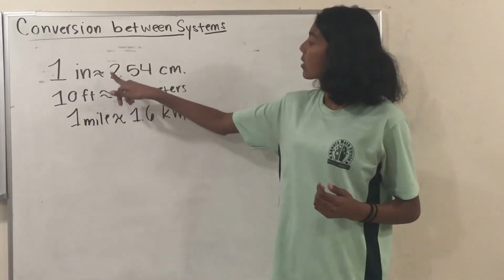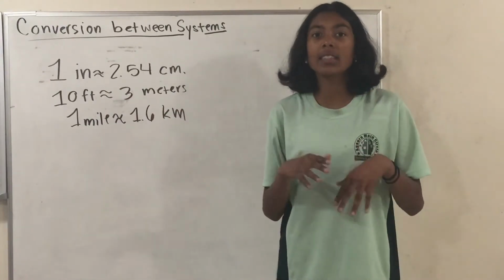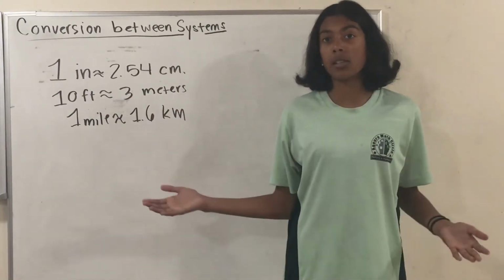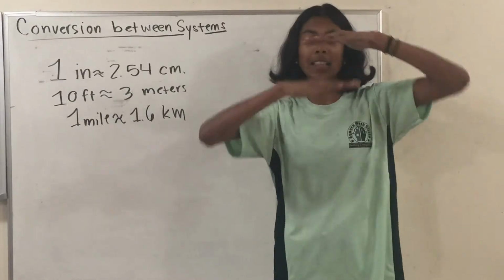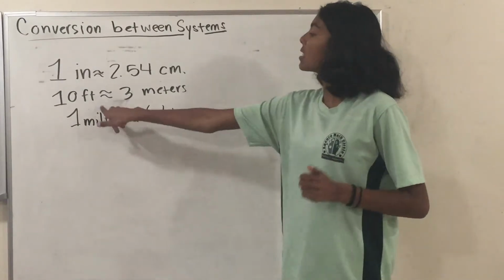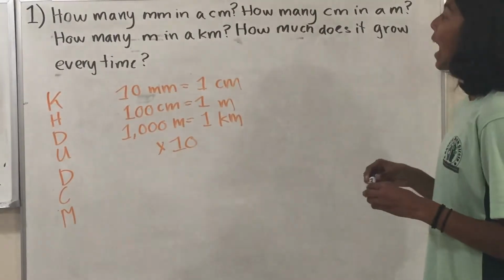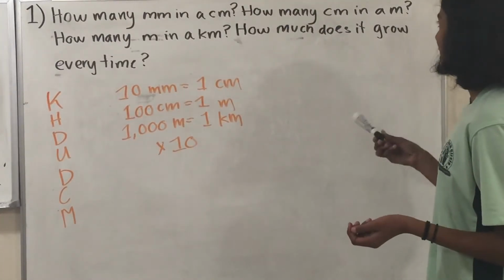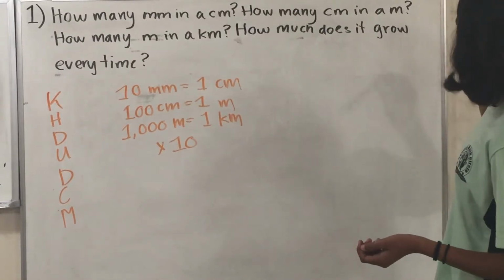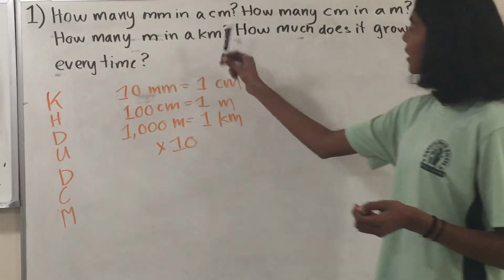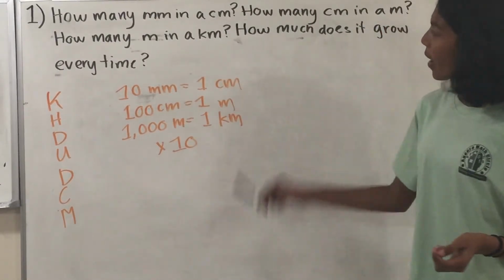You see this weird equal sign with the wavy line? That's the sign for approximately. If it was the equal sign like that, that means exactly. But this is approximately. So our first problem is: how many millimeters are in a centimeter, how many centimeters are in a meter, how many meters are in a kilometer, and how much does it grow every time?